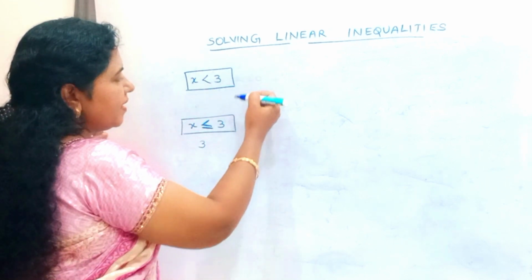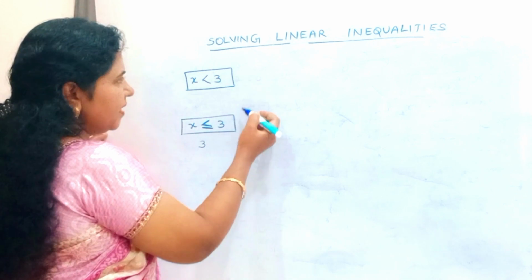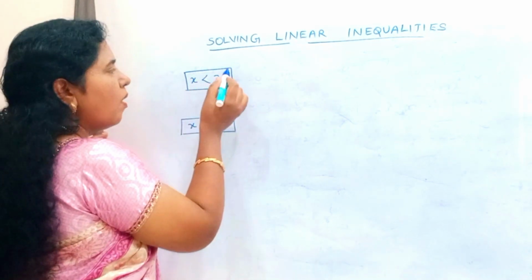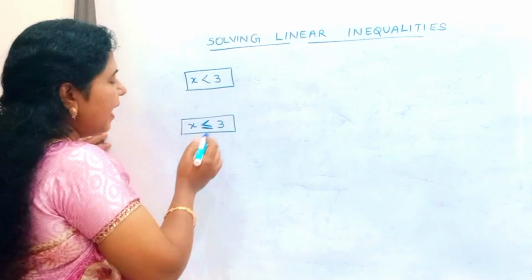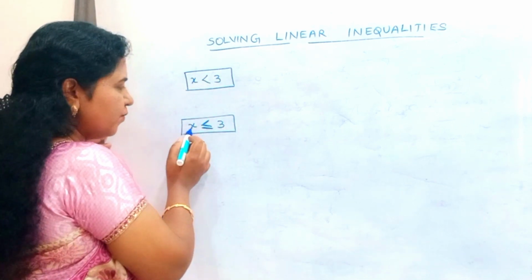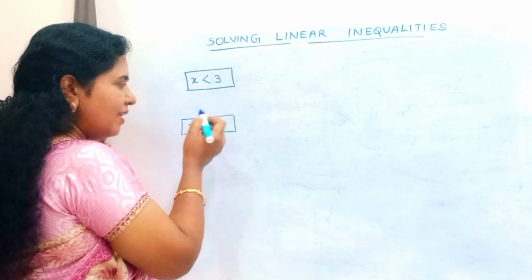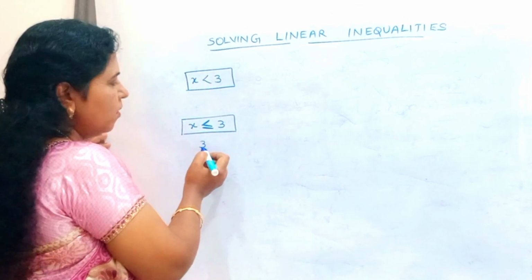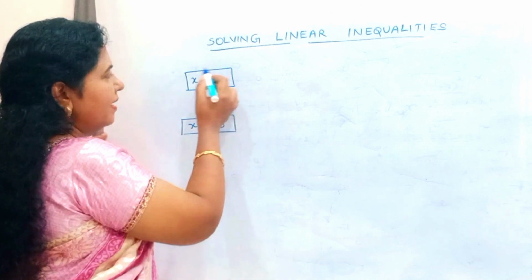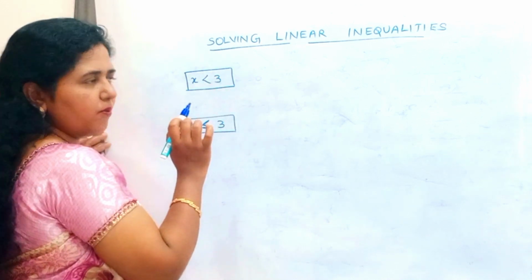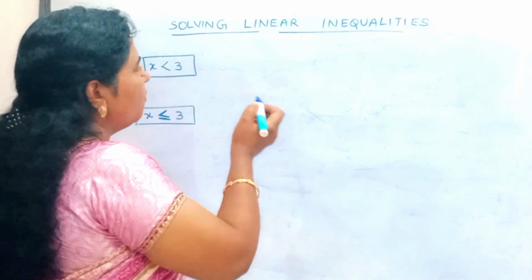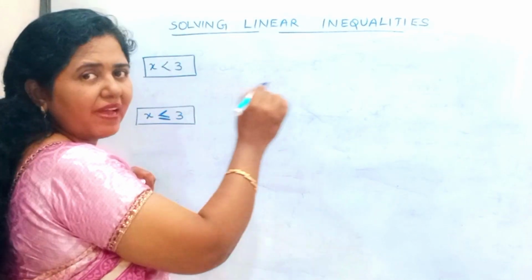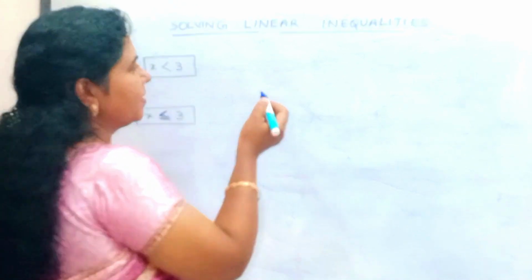So when we are considering both the relations, in the first relation, we will be having the value of x as all the values less than 3, and in the second relation, the values for x will be all the values less than 3 as well as the value of 3 also. So here 3 is included and here 3 is not included. Okay, so for better understanding, I'll explain these relations by drawing the number line representation.